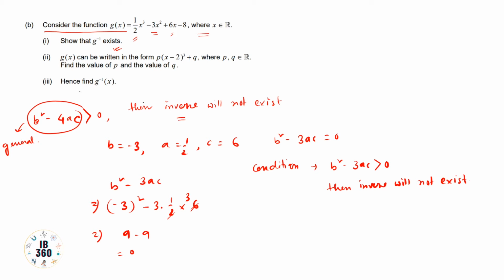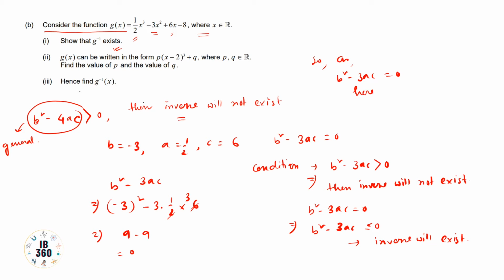But for this case you can see, b square minus 3ac equals 0, and the condition is b square minus 3ac less than or equal to 0, then the inverse will exist. So for this case, as b square minus 3ac is equal to 0 here, g inverse of x exists. This is the first problem that we have just solved, that this will exist.